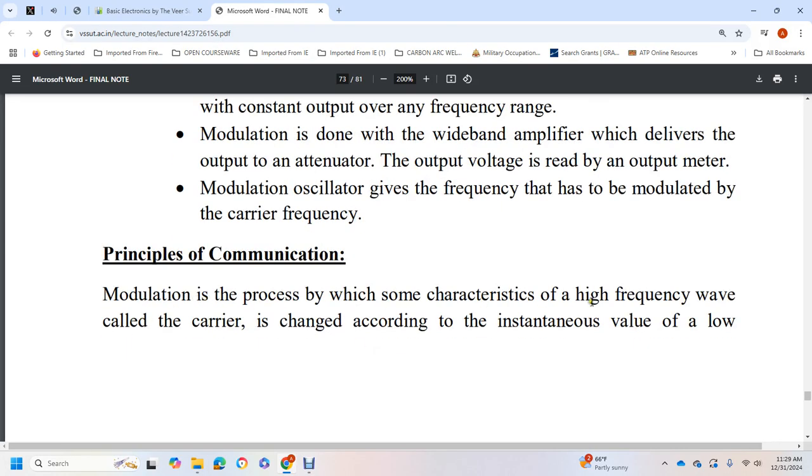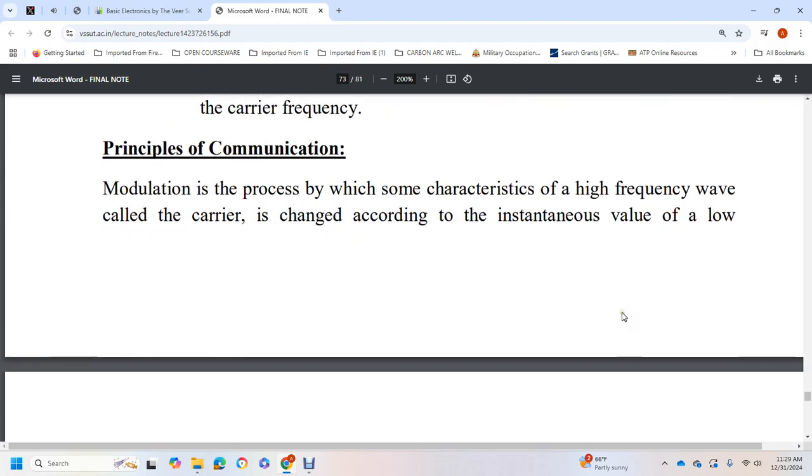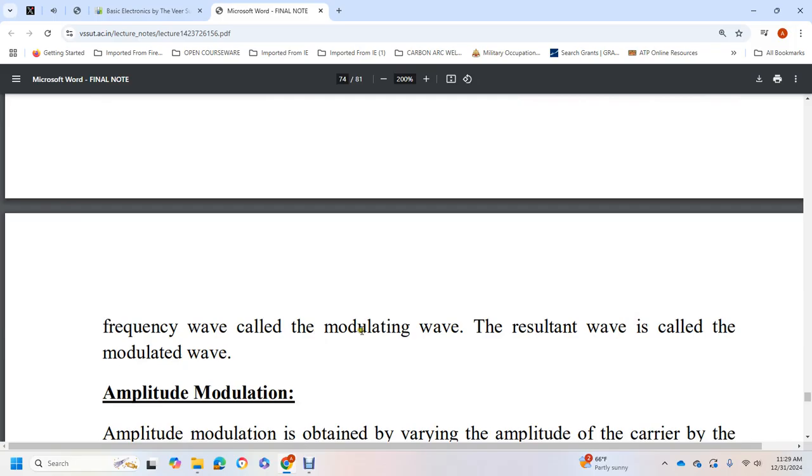Principle of communication: modulation is the process by which some characteristic of a high frequency wave, called the carrier, is changed according to the instantaneous value of a low frequency wave, called the modulating wave. The result is called the modulated wave.